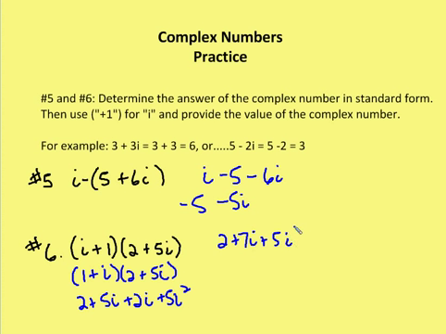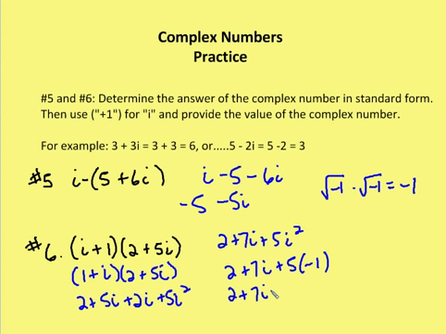plus 5i squared. Remember, i squared is just the square root of negative 1 times the square root of negative 1, which is equal to negative 1. So I have now 2 plus 7i plus 5 times negative 1, which is the same as 2 plus 7i minus 5, which is the same as minus 3 plus 7i.